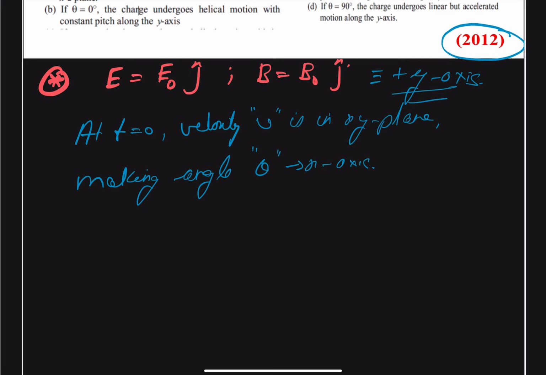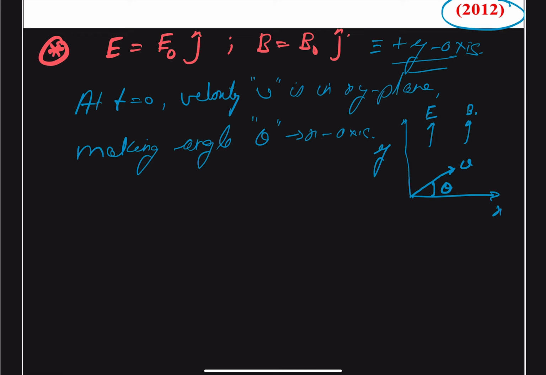So we can draw an approximate figure for that. This is our x-axis and we have the y-axis, and both electric and magnetic field are in this direction. So this is the electric field as well as the magnetic field, and the velocity v is in the xy plane, making an angle of theta with the positive x-axis. If both electric field and magnetic field are present, then the force acting on the point charge will be equal to Q times E plus v cross B.